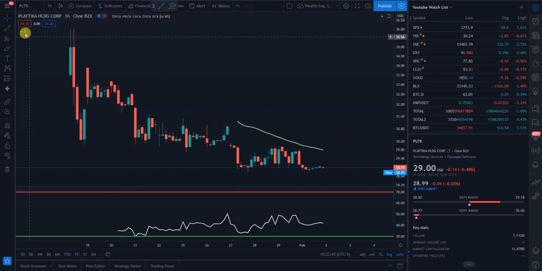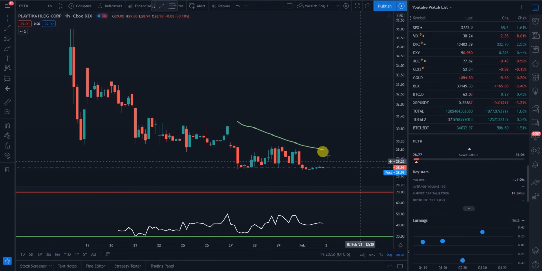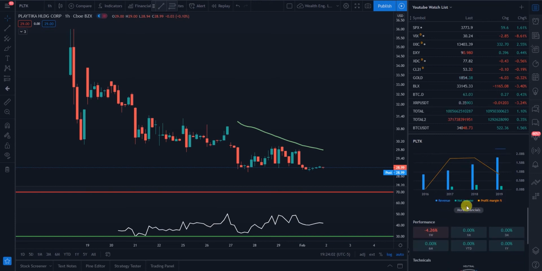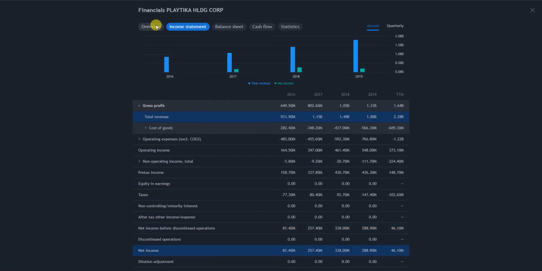So since we don't have enough data on the chart, the next step, once I have an idea what the company is doing, is going to the financial statements. I love to use TradingView for that because I can have the chart right here and I also have the financial statement right here. So it's kind of like all in one. First thing I'll do is look at the income statement. Let's see. All right.